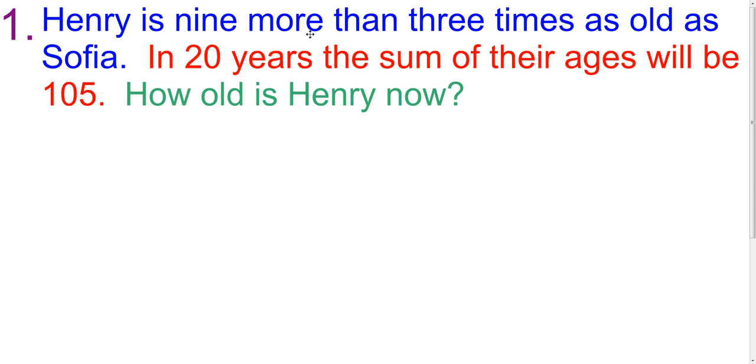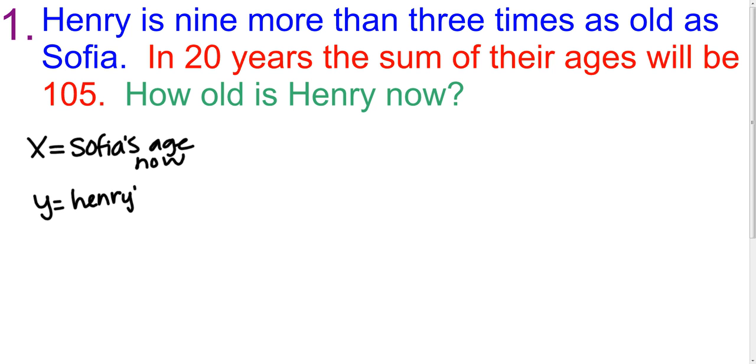We've got Henry and Sophia. So we will call X Sophia's age now, and we will call Y Henry's age now. Okay, so now let's say that Sophia is 7 and Henry is 8. In 20 years, they are both 20 years older. Not just one of them, but they're both 20 years older.